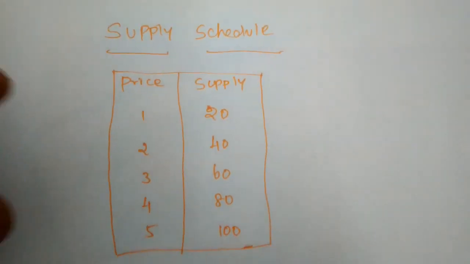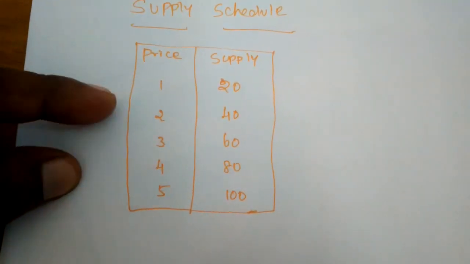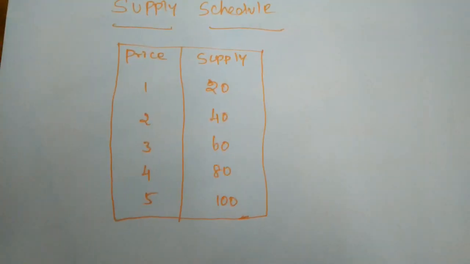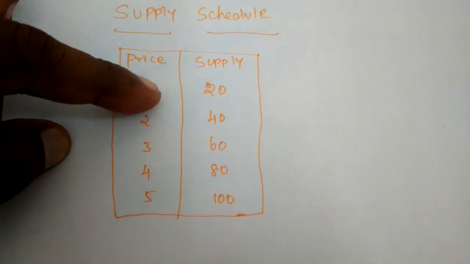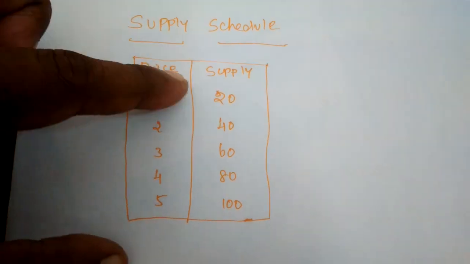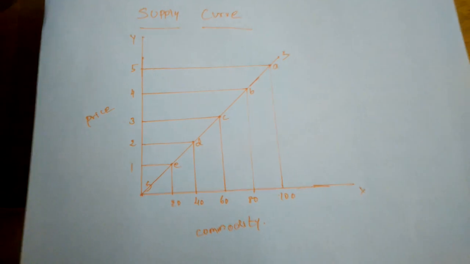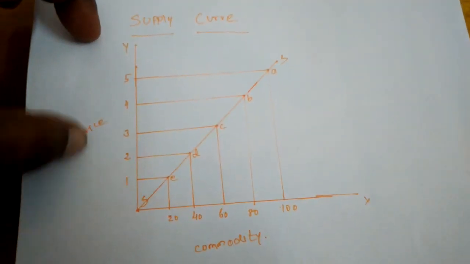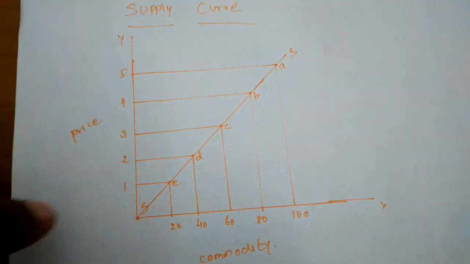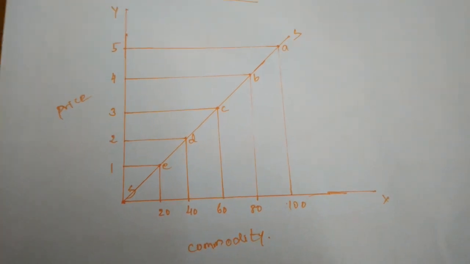After that we studied the supply schedule. Here see the table, where the price and the supply of commodities are mentioned. When the price of a commodity is 1 rupee, the supply may be 20 units. Whenever the price of the commodity increases, the supply also increases. On the basis of the supply curve we have understood that as the price increases, the supply also increases, so the supply curve slopes upward from left to right.